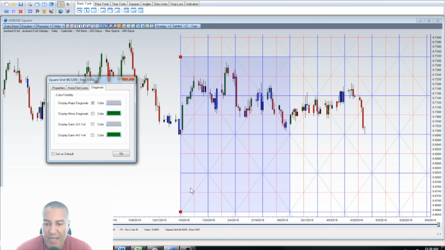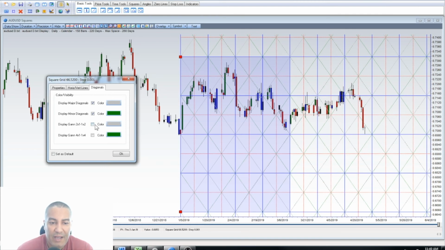This is where we got. So this is kind of like from the big box going like this across, and then little ones from the halves. Then the minor diagonals are the little smaller ones. You can look and just kind of see that it tried to find support here but failed, blew right through it.